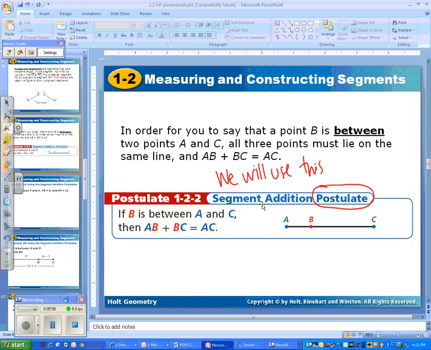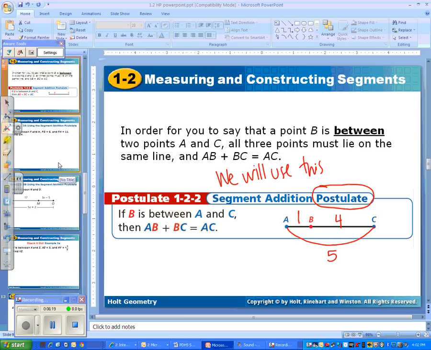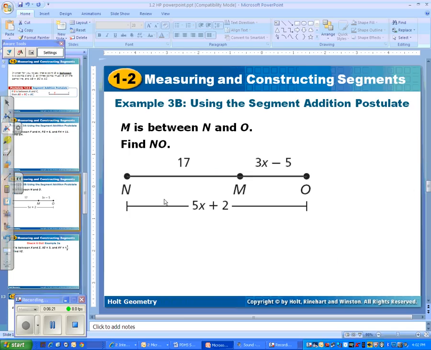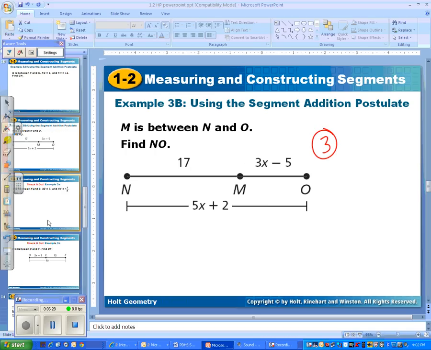So basically what the segment addition postulate is what we just did. If I told you that B is in between A and C, and I told you that line segment AB is 1, and line segment BC was 4, well, I could take these two pieces, add them together, and that would give me the whole line segment AC, which is 5. Okay? So we're going to be doing that. That's a simplified version. Here's a harder problem that we're going to be doing in class. So why don't you go ahead and try that on your notes and title it. I think we're on number 3.